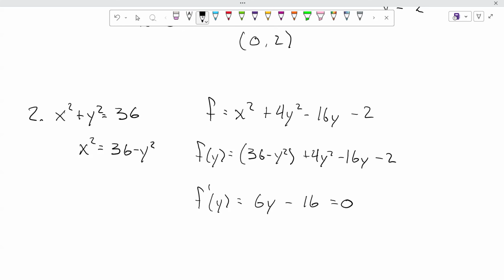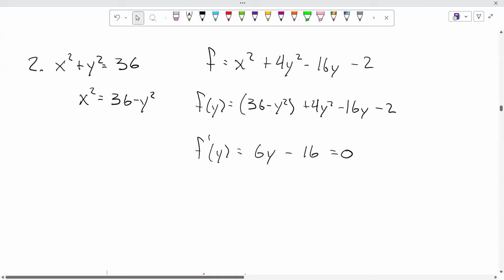Every single time we're doing maximum and minimum problems, we are taking derivatives and setting them equal to 0. It's just what we do here. So I take my derivative, I set it equal to 0, and I find that y is equal to 8 over 3.